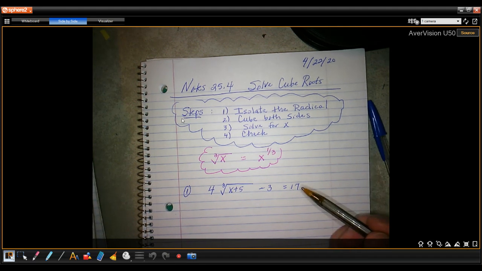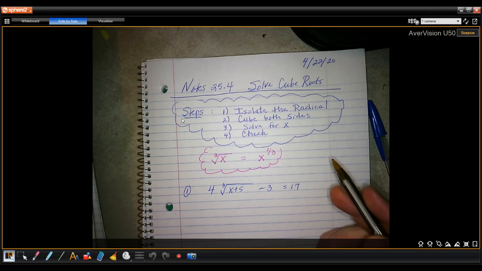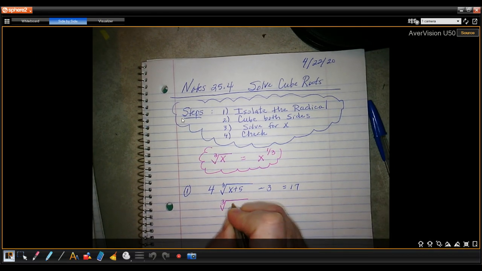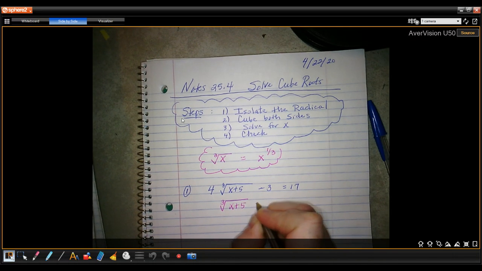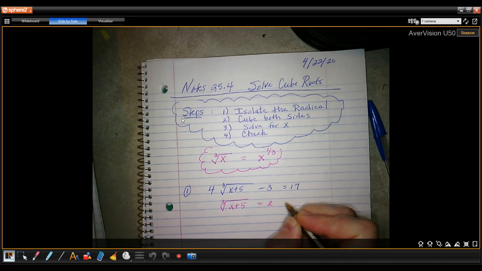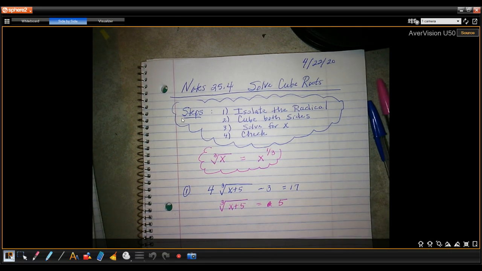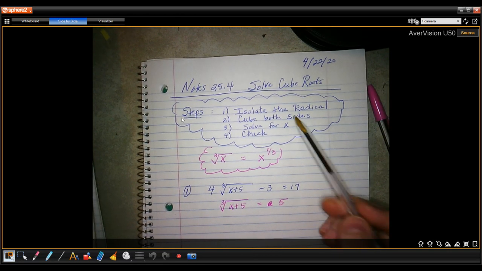And the answer is yes, it does matter. So the order that you undo is important. So we're going to add the 3, then divide by 4. So add the 3 is 20, divide by 4 is 5. So then we'll have the cube root of x plus 5 equals 5. I was getting ahead of myself. Okay, so that's step 1, isolate the radical.